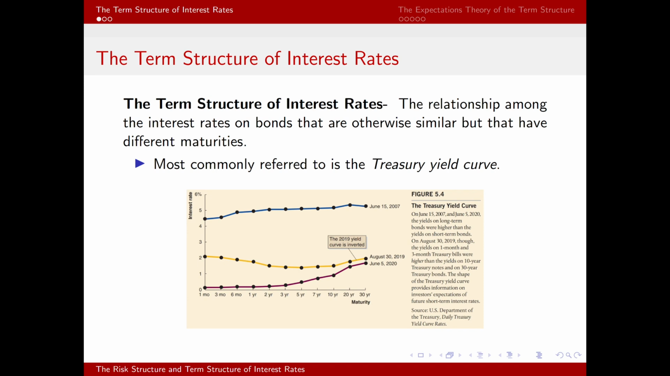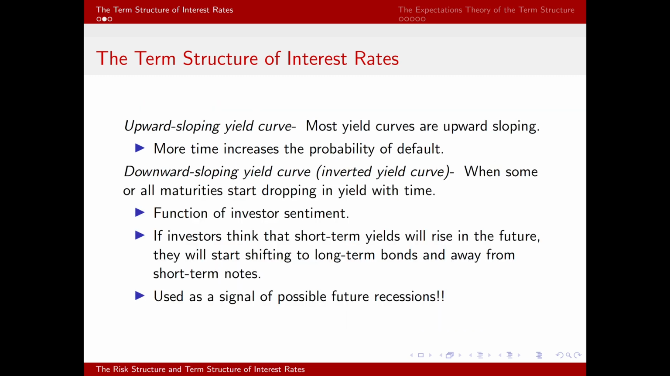But in figure 5.4, you can see three different examples of this term structure, and we call it the Treasury yield curve. So the three examples are taken from right before the Great Recession in 2007, right in the middle of COVID in 2020, and then in 2019 when something specific happened. And I'm going to explain what is going on here right now.